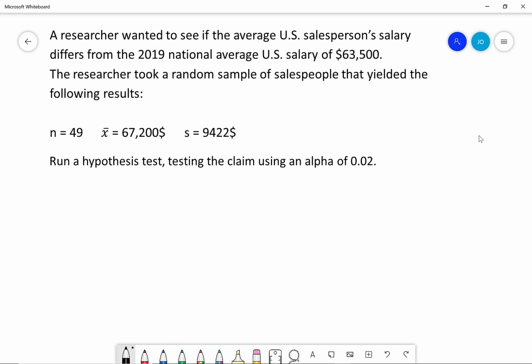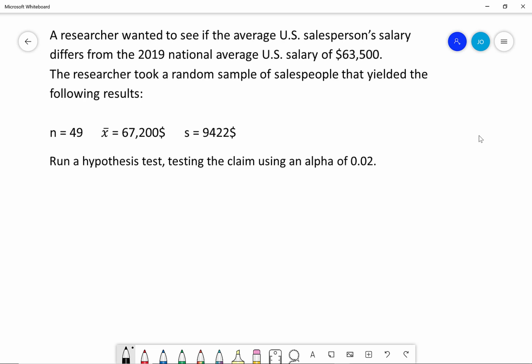In this example, a researcher was interested in if the average U.S. salesperson's salary differs from what the national average salary is. They want to see if there's a difference, any type of difference between them. So what they did is they took a sample of random salespeople's salary to test this hypothesis.